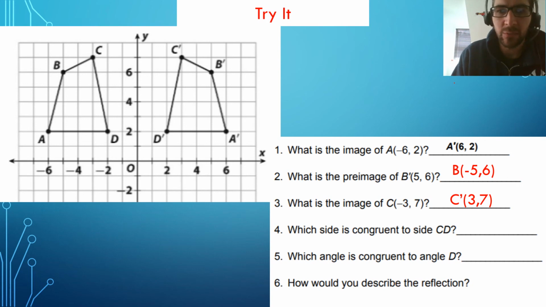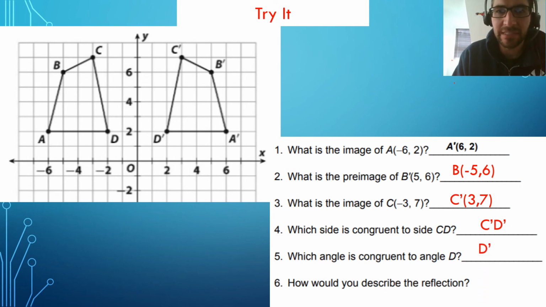So which segment has the same size and shape in the image as side CD? Did you say side C prime, D prime? Awesome, you're on a roll. All right, similarly, question 5 asks which angle is congruent to angle D? What do you think based on what we just said about what it means to be congruent? That's right, D prime. Awesome.